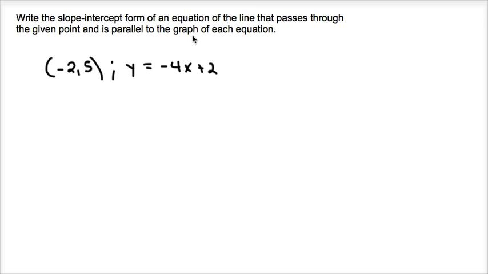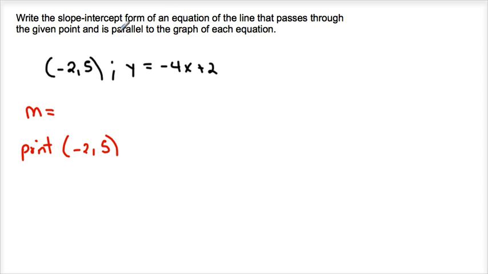So same directions, write an equation of a line parallel to the graph going through the point -2, 5. So again, I need two things. I need a point and a slope. The question is, what is my slope and what is my point? Well, the point we already have, -2, 5. What is the slope I'm going to use?